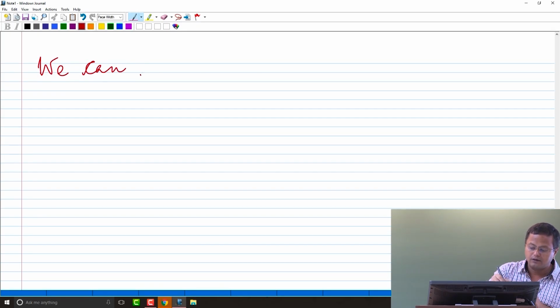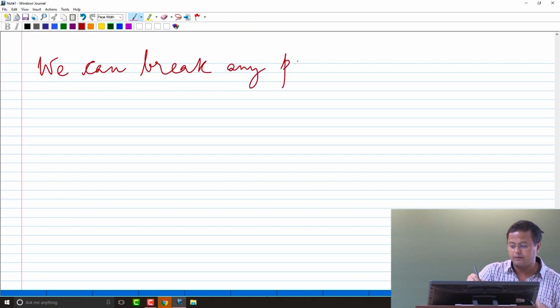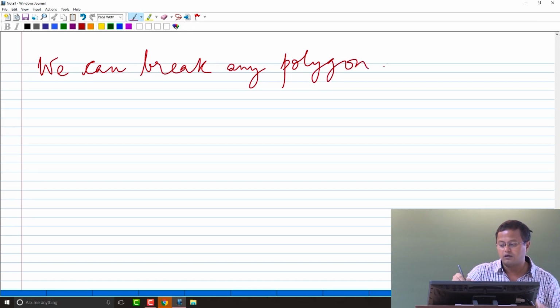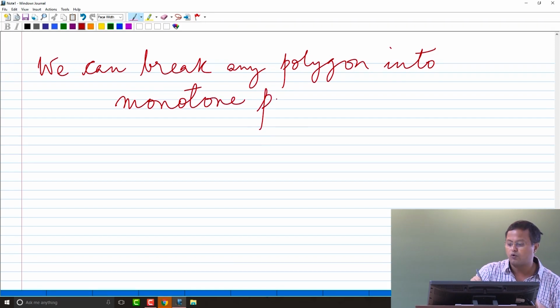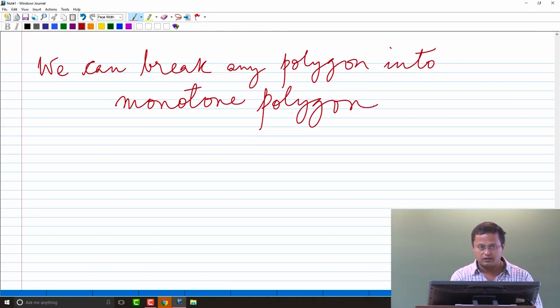This was about a monotone polygon. So, we could triangulate a monotone polygon in n log n time. Now, one can even show that we can break any polygon into monotone polygons. The idea is nothing but this.